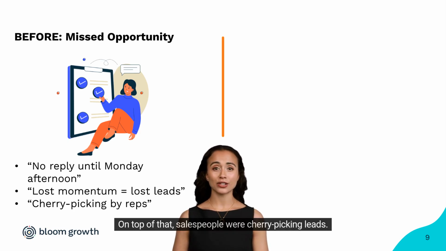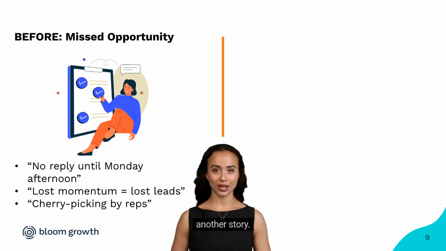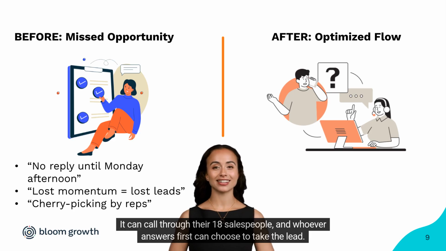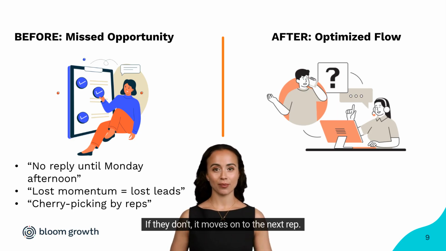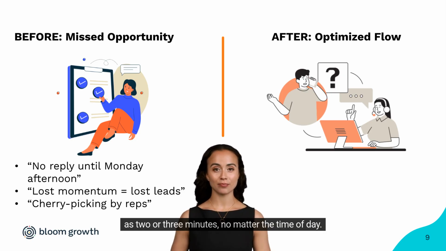On top of that, salespeople were cherry-picking leads. A year ago, they installed new phone software and realized their team wasn't working very hard, but that's another story. What's important here is that the new system includes a lead routing feature. It can call through their 18 salespeople, and whoever answers first can choose to take the lead. If they don't, it moves on to the next rep. The system automatically calls the lead back within minutes of submitting the form, sometimes in as little as 2 or 3 minutes, no matter the time of day.